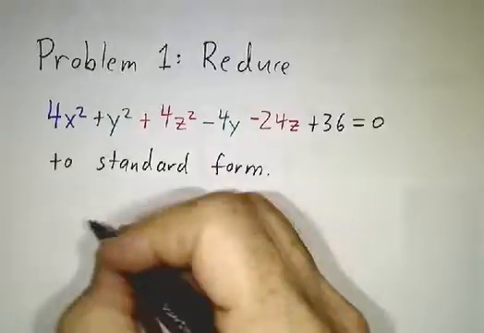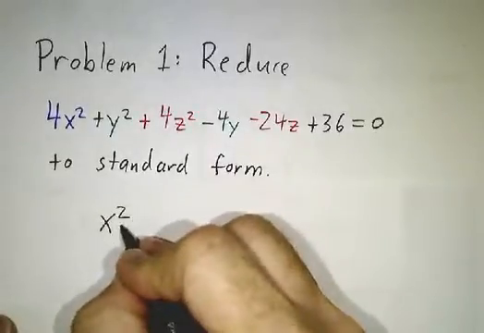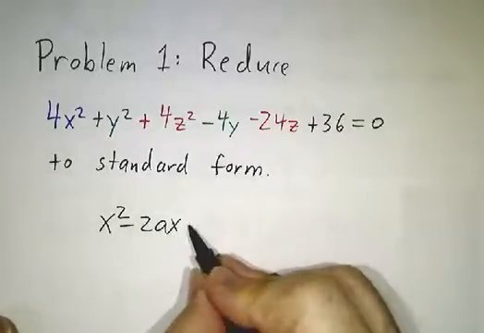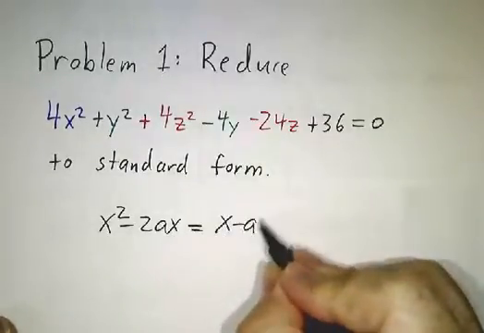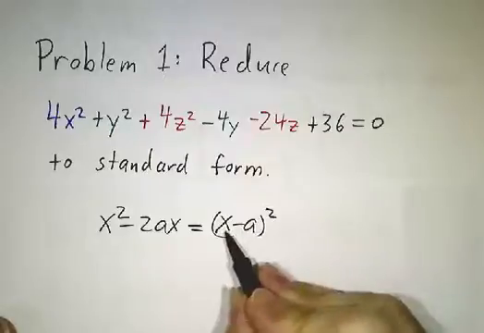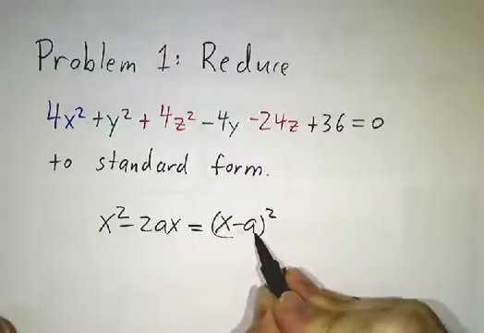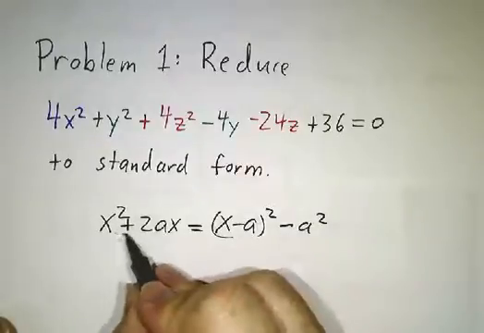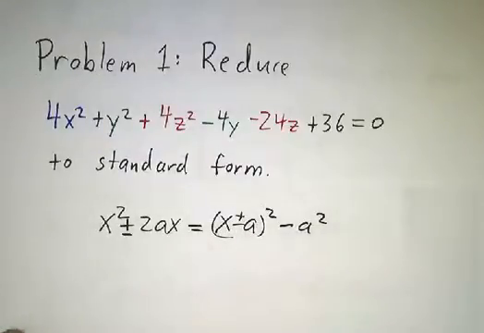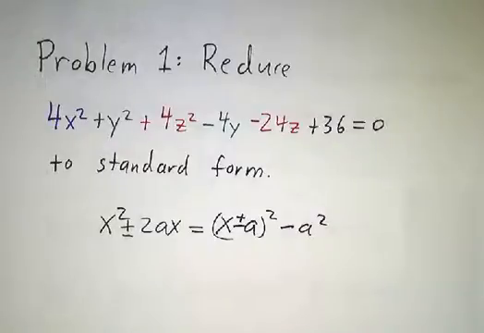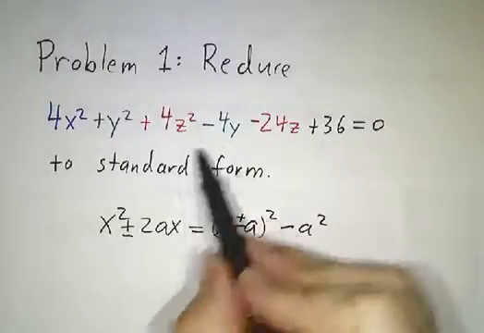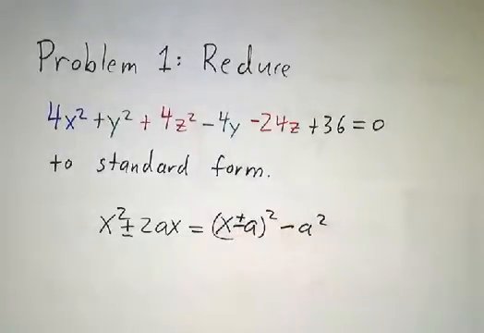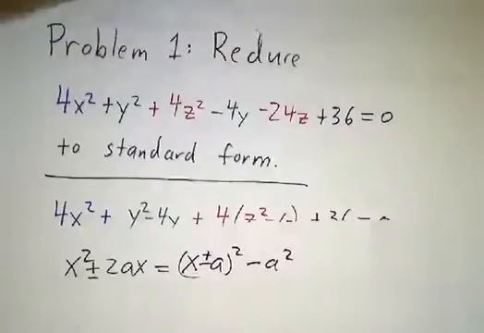And the identity that we're going to use is completing the square. You know that whenever you have x squared minus 2ax, you can write this as x minus a squared. That gives you x squared minus 2ax plus a squared minus a squared. And if you had a plus there, you would just have a plus there, and it's the same thing. So this is what's going to allow us to absorb the 4y and the 24z to get this thing into standard form.